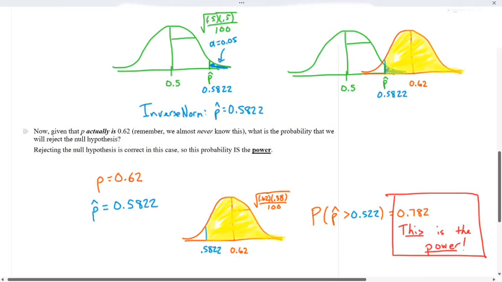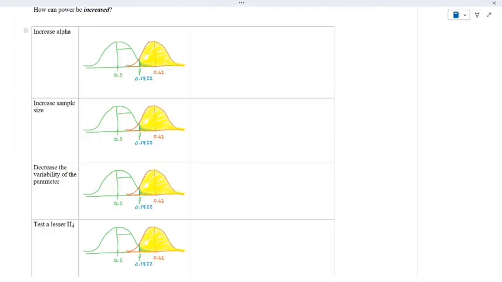Okay? So the questions you're most likely to be asked have to do with what affects power. So we're going to talk about what increases power, and then similarly, what would decrease power. If we were to increase the alpha, let's think about what happens here. I'm getting these two overlaid again. And the yellow portion is the power, right? And if we increased alpha, what would change?